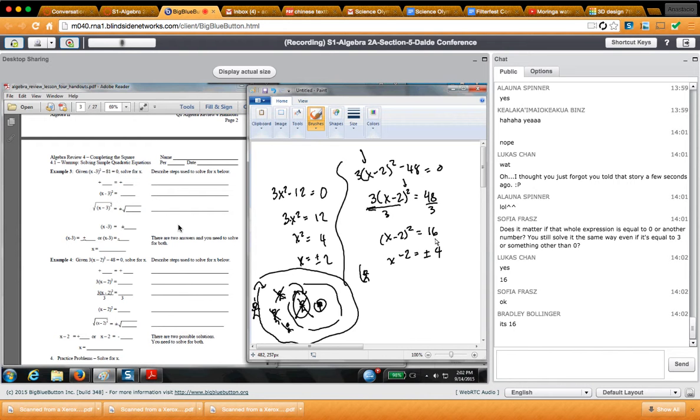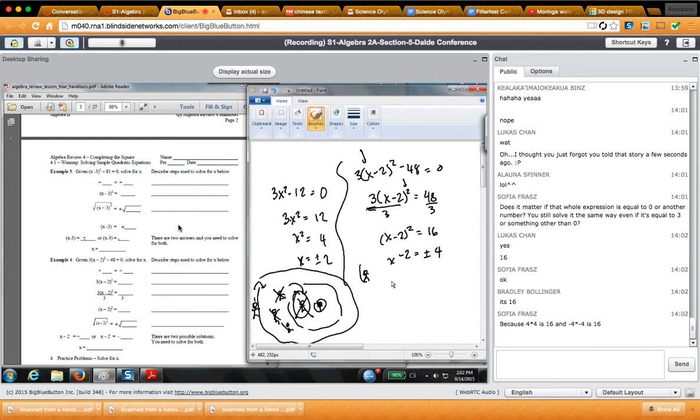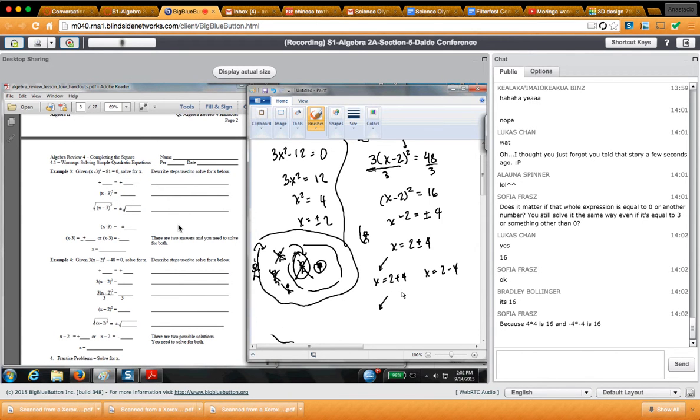All right. The last piece of information is I need to solve for x. So I have x is equal to 2 plus or minus 4. And this is really two separate equations. This is x is equal to 2 plus 4, or x is equal to 2 minus 4, which is two separate answers. One is x is equal to 6, or x is equal to negative 2.